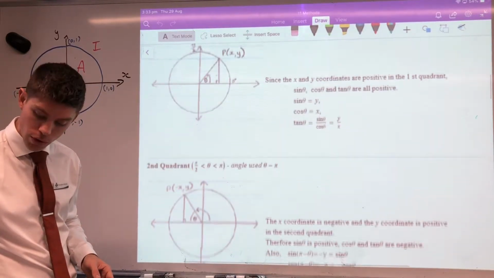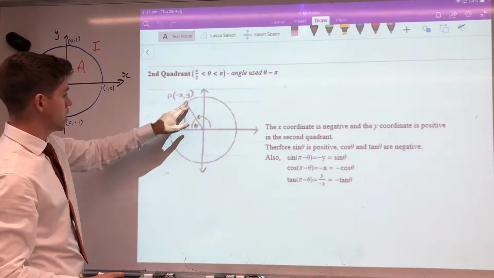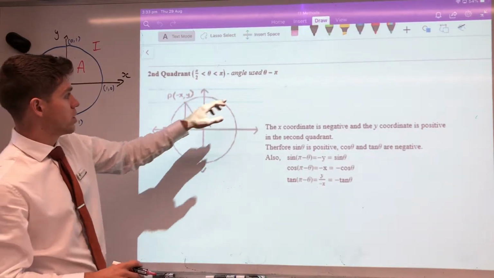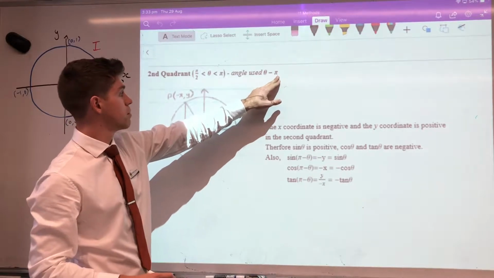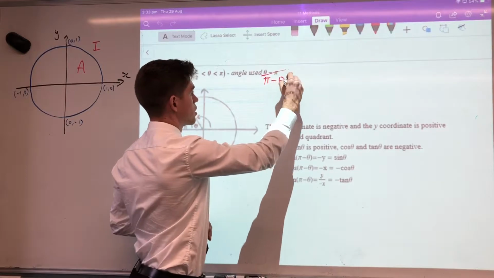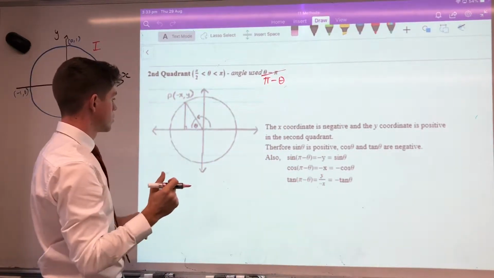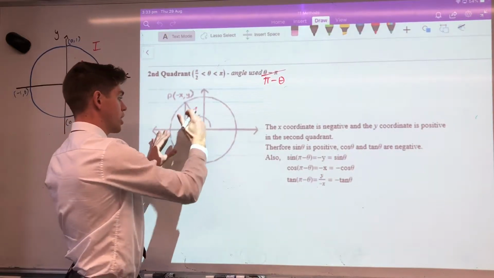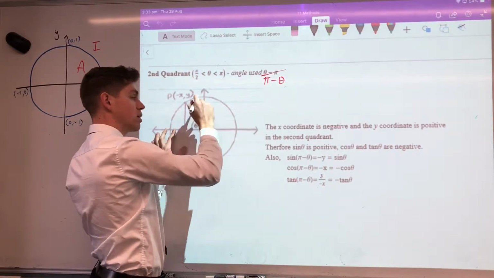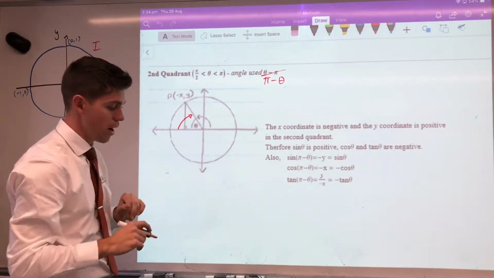Let's take a look at quadrant number 2. Okay, in the second quadrant here, where theta is between pi on 2 and pi, we can use the angle pi, take away theta. And how we can generate this is we take pi and then subtract theta, so move in a clockwise direction around to obtain our angle here.